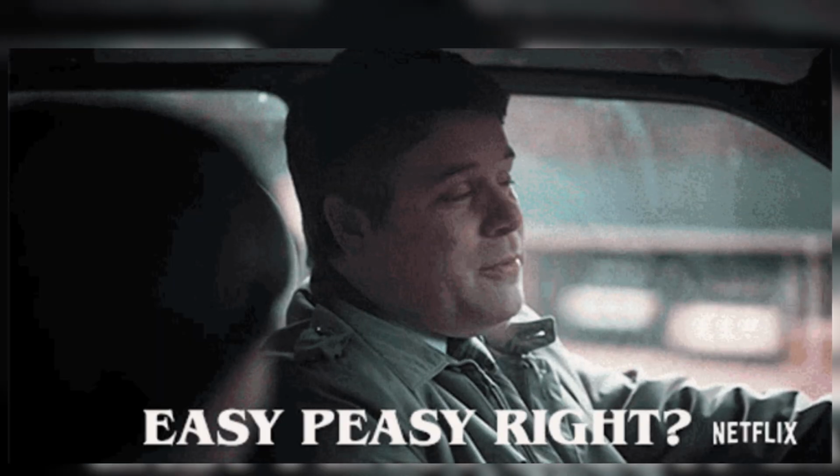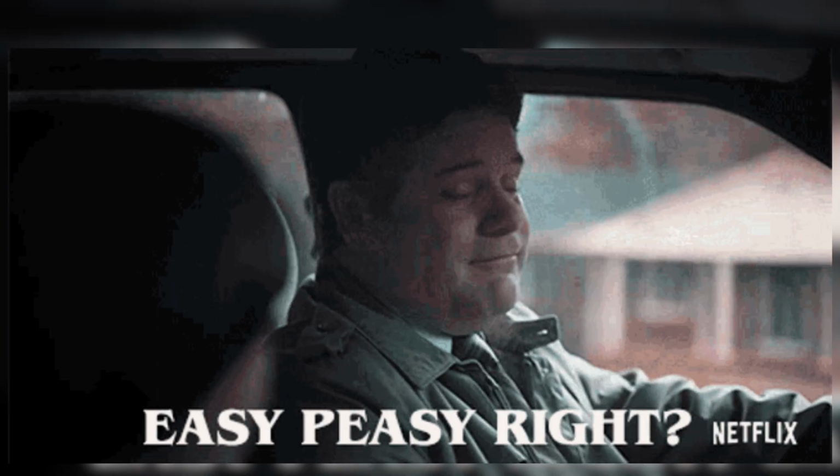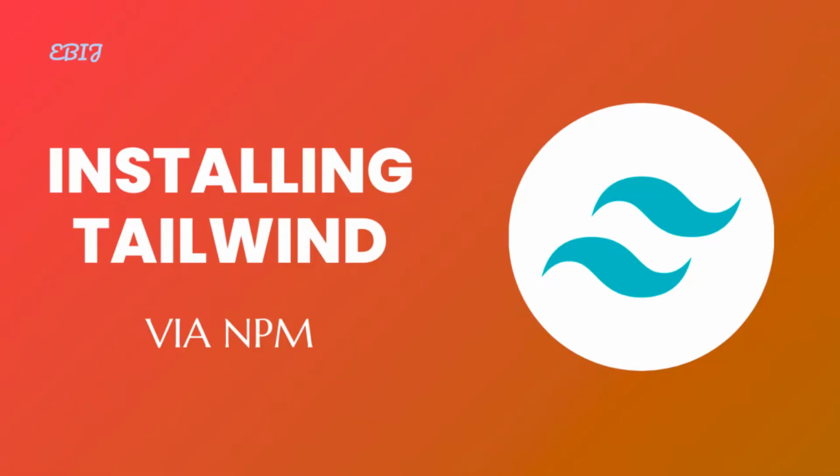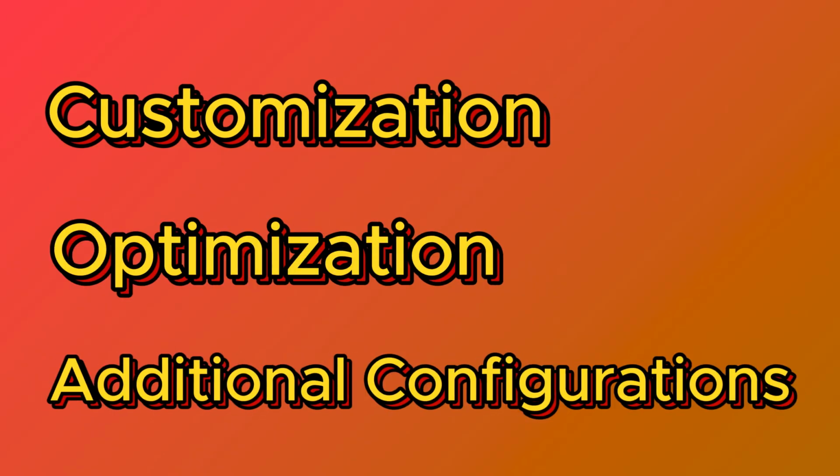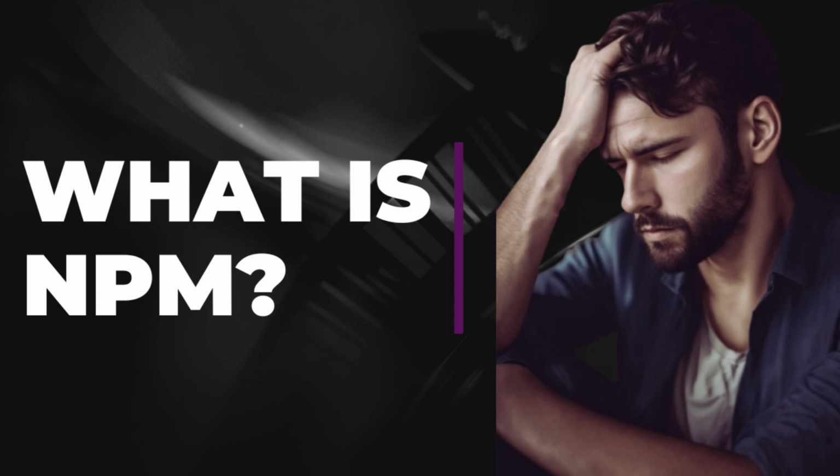Now that we've seen how easy it is to use Tailwind with the CDN, let's explore another method, which is installing Tailwind using NPM. This method is useful if you're working on a more advanced project where you need customization, optimizations, or additional configurations. NPM, which stands for Node Package Manager, is the default package manager for Node.js. It helps developers install, manage, and share JavaScript packages easily, making project development faster and more efficient.